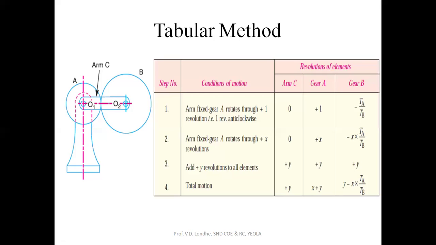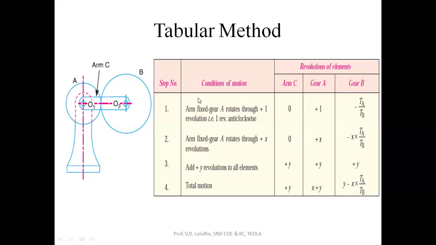Now what is this tabular method? There are four conditions for solving problems of the epicyclic gear train. The first condition is what? You have to fix the gear A. And how is gear A fixed? By fixing the arm. Means there will be no rotary motion of gear A.